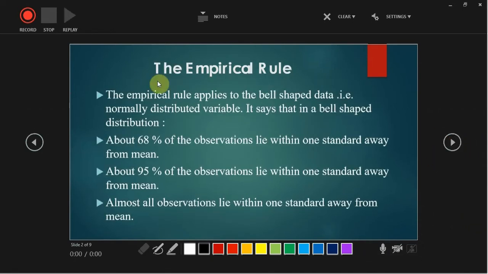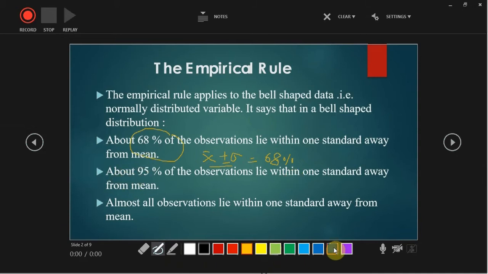Let us first talk about the empirical rule. The empirical rule applies to bell-shaped data, that is, a normally distributed variable. It says that in bell-shaped data, about 68% of the observations lie within one standard deviation away from the mean, that is, mean plus minus one standard deviation. This range includes almost 68% of the observations. This also implies that the probability that any observation will lie within this range is 68%.